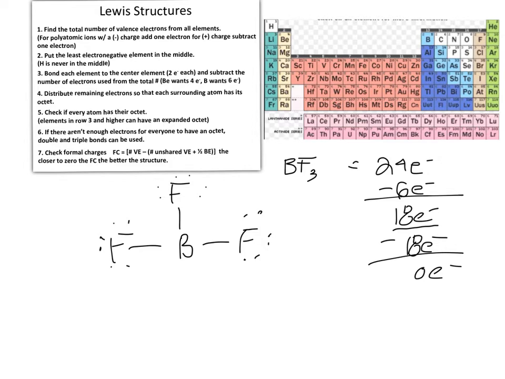Our next step is to check the remaining electrons so that each surrounding atom has its octet. If we look at it, we notice that each of these fluorines is bonded the exact same way to the boron. So we have 2, 4, 6, 8 electrons, so each one of the fluorines has its octet. If we look at boron, it has 2, 4, 6 electrons. So we notice that there is not an octet of electrons around boron.